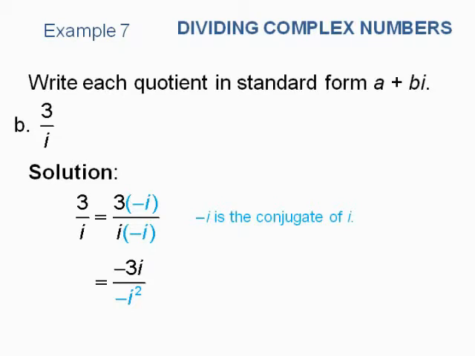All right, let's try one more here. Write each quotient in standard form. Now, what if they just give you 3 over i? Remember, i by itself, if you wanted to write it in standard form, you could put the real part in there. You could put 0 plus i. So its conjugate would be 0 minus i. Now, do we need the zeros? Not really. So be careful on ones like this that just try to slip you something without a real part.